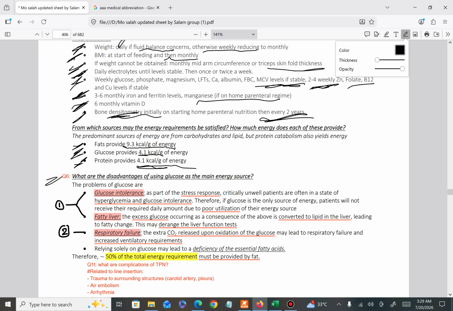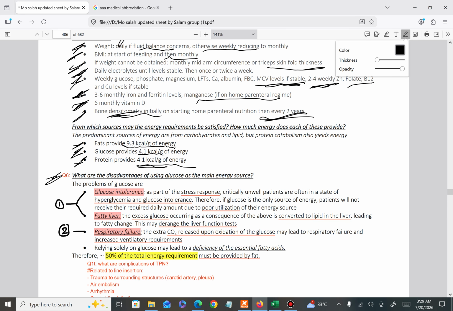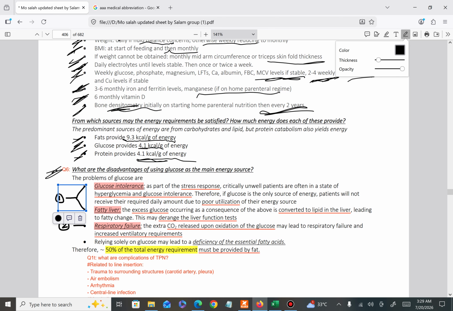What are the disadvantages of using glucose as the main energy source? It can be glucose intolerance. As part of the stress response, critically unwell patients are often in a state of hyperglycemia and glucose intolerance. Therefore, if glucose is the only source of energy, the patient will not receive their required daily amount due to poor utilization of their energy source.